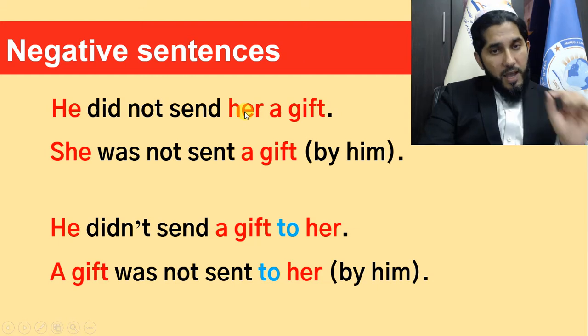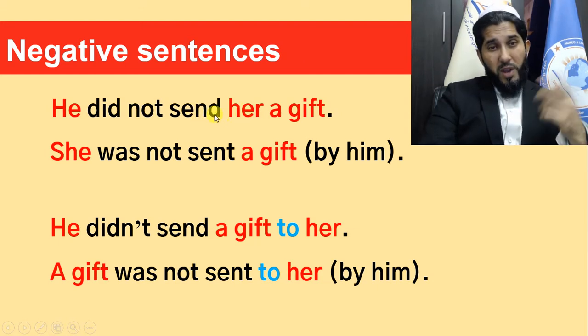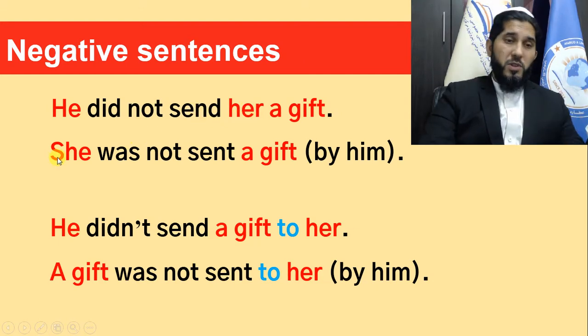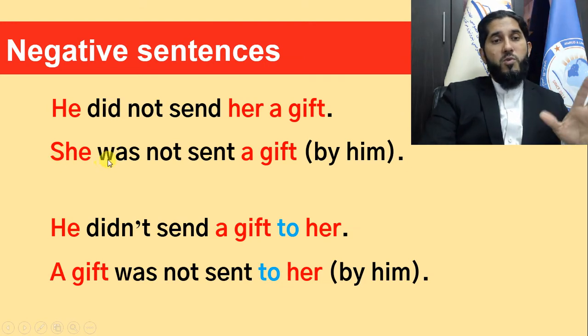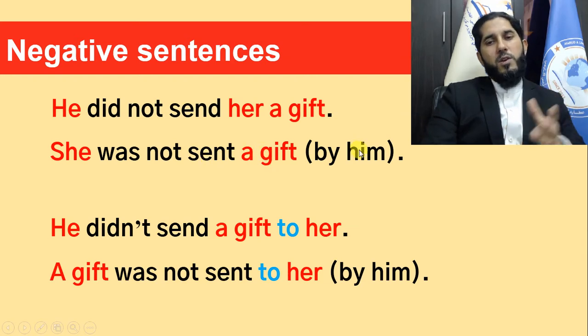Now the object which comes first after the main verb in your active sentence, like send her, should be the subject of a passive sentence, she. And then instead of did, use a to be verb, she was. She was not sent. So the main verb is changed to past participle, third form. Send here in base form and past participle sent. And after the main verb third form, you bring the direct object, a gift. So by him. So he did not send her a gift. She was not sent a gift by him.